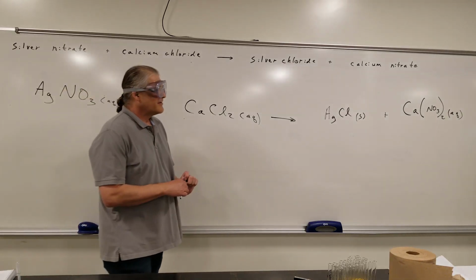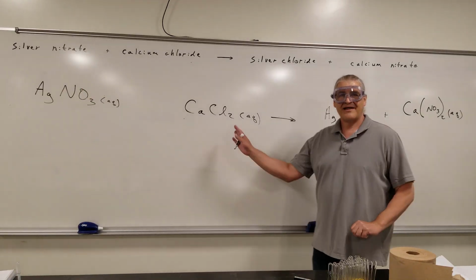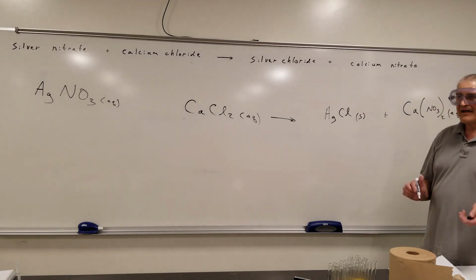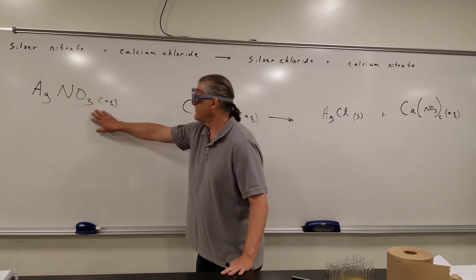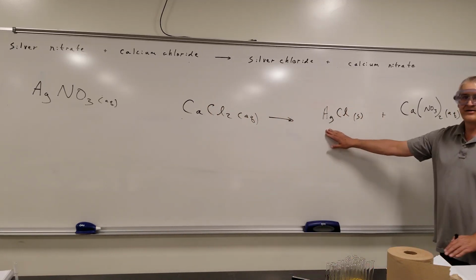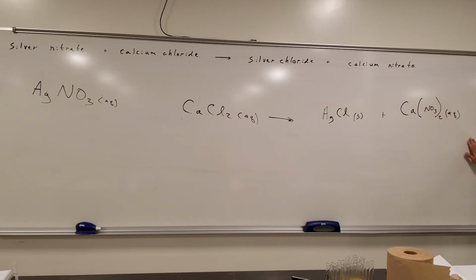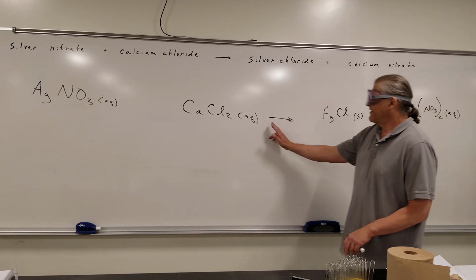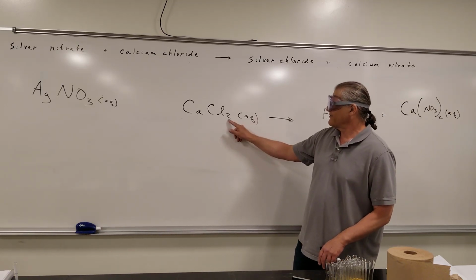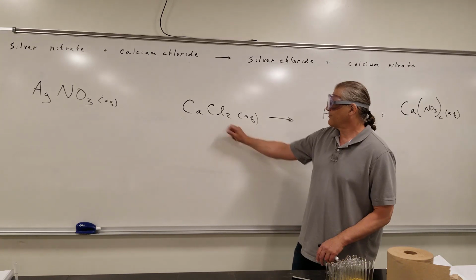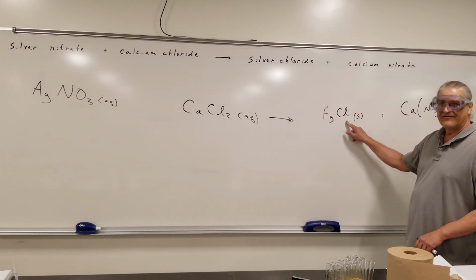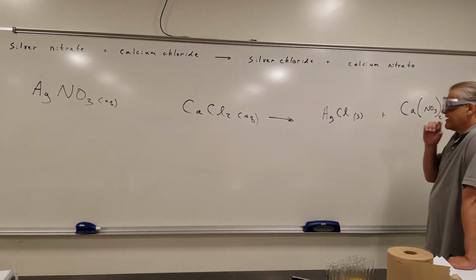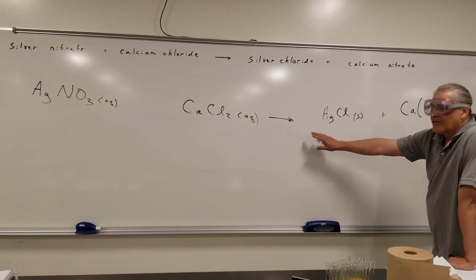Now, half of this report sheet is taking these names, translating them into formulas. The other half is, once you have the correct formulas, we want you to balance these reactions. Balancing a reaction means you have to have the same number of atoms of each element, both on the left and on the right side of the arrow. Right now, it's pretty obvious this is not balanced. On the left side of the arrow here, I have 2 atoms of chlorine. On the right side, I only have 1 atom of chlorine. So to make this work, I'll have to use coefficients.